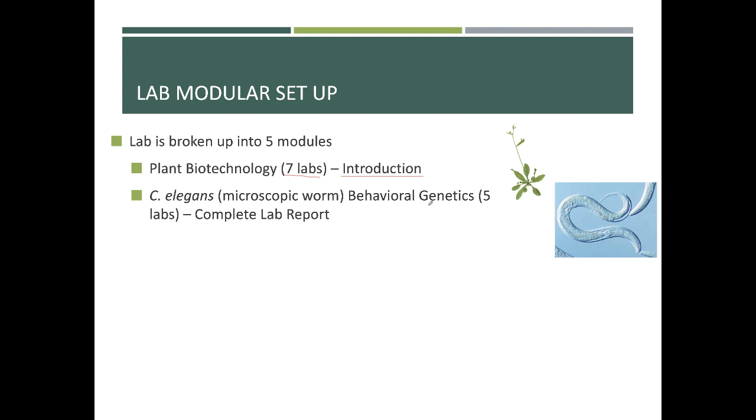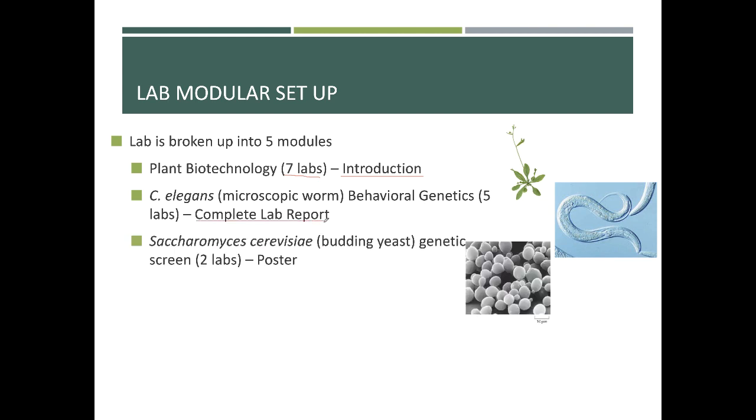There are 5 labs devoted to this, and the end product here will be a complete lab report. Our third lab module will be on Saccharomyces cerevisiae, the budding yeast or the brewer's yeast. In this one, we'll look at data involving a genetic screen to identify genes necessary for stress resistance. And you'll develop a poster for this lab module.